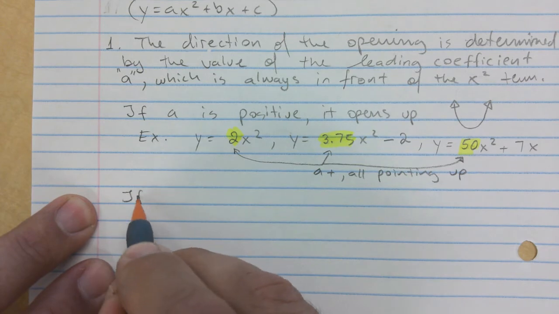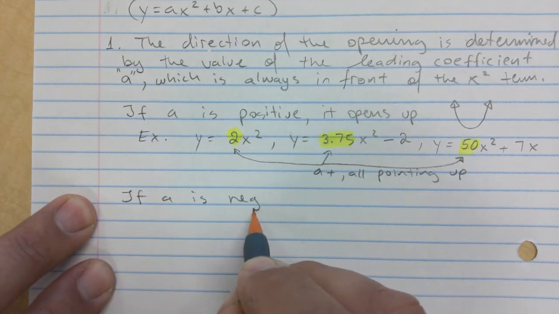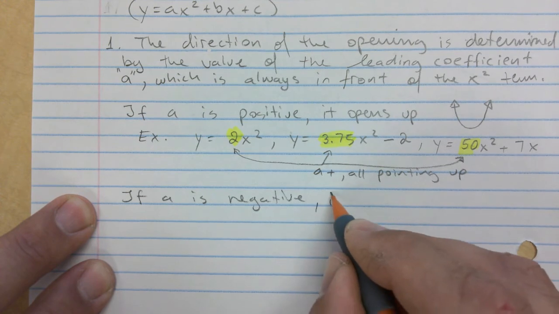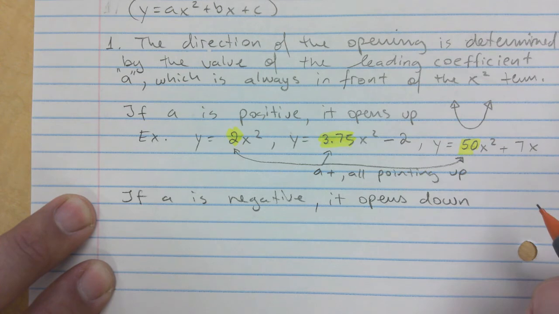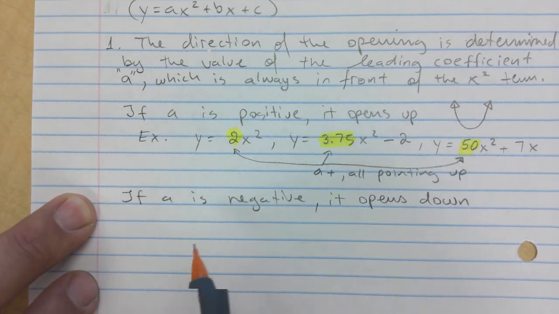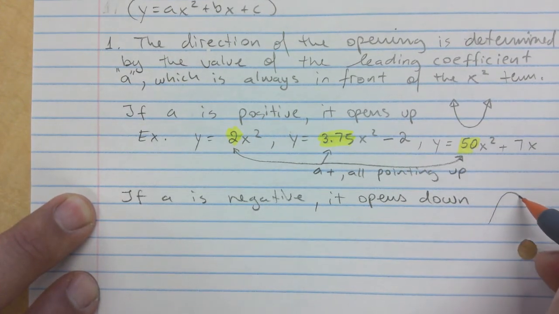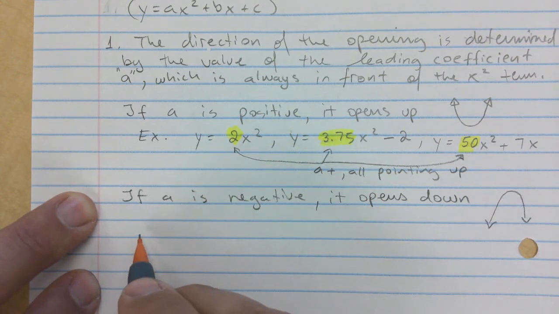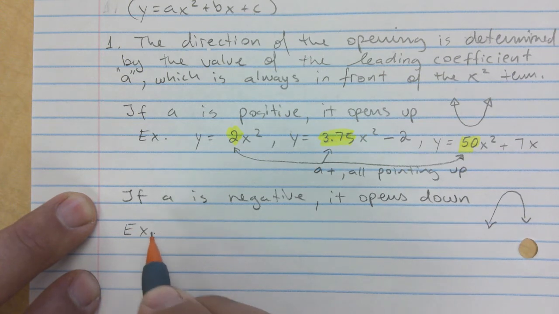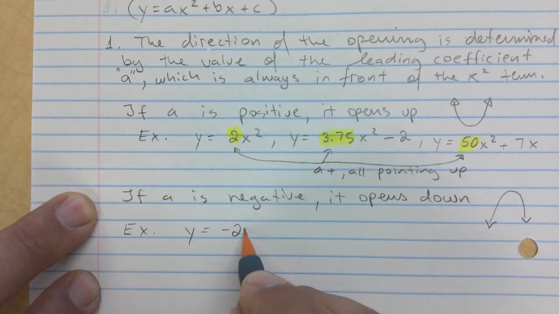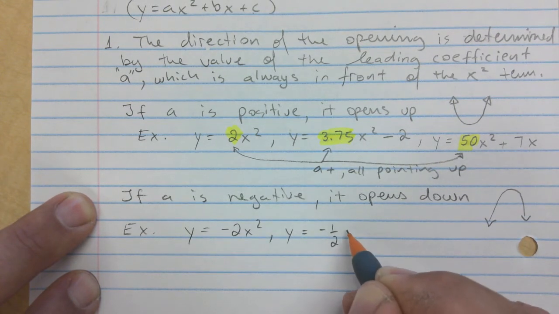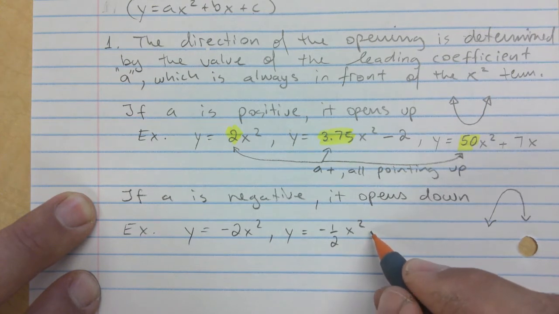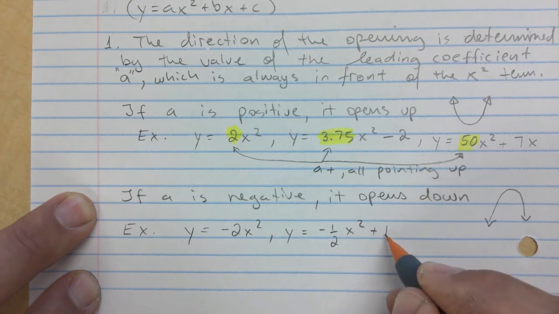Therefore, if a is negative, it opens downward, right? So the graph would look like this. Okay? And so examples would be y is equal to negative 2x squared, y is equal to negative 1/2 x squared plus 18x.